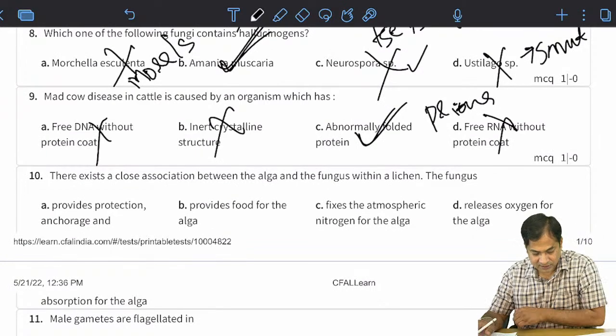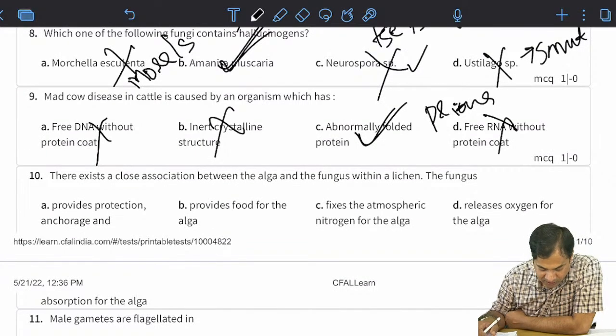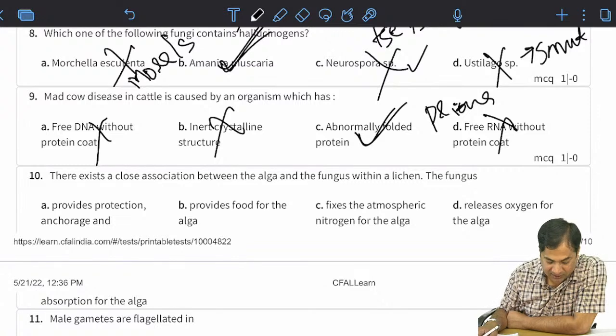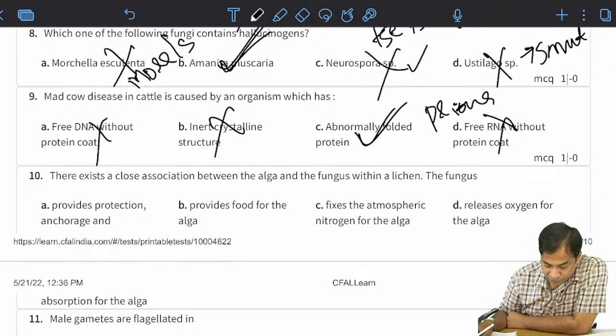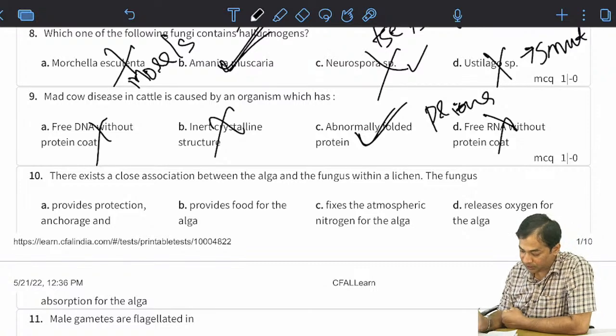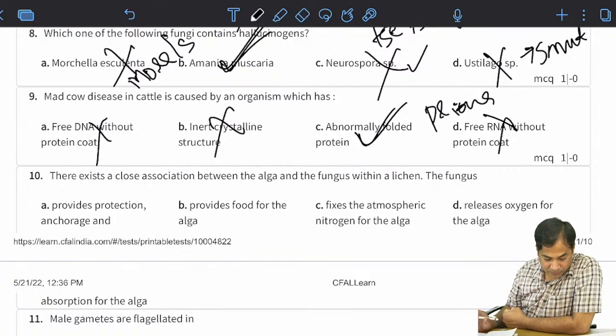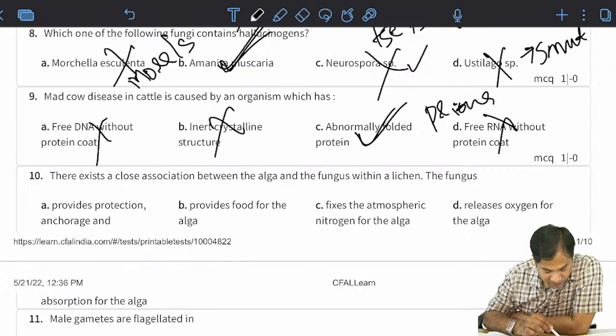So what they are saying is, close relationship between algae and fungus. The fungus options: provides protection and anchorage, provides food for the alga, fixes atmospheric nitrogen for the alga, releases oxygen for alga. So what should be the correct option? It is provides protection and anchorage. Anchorage means support. They absorb nutrients and act like a root system, and they give support, protection and nutrition. So option A is correct.